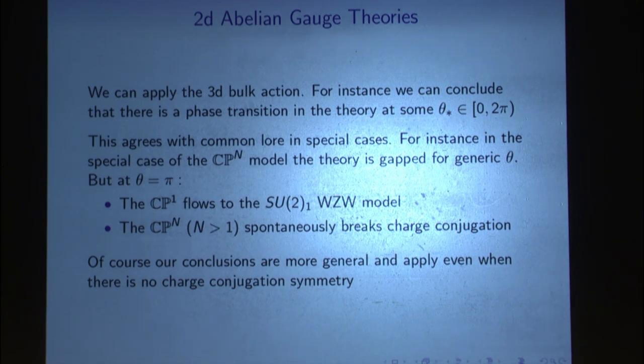So if you look at generic theta, let's tune the potential such that we're in the CP^{N-1} model. And let's look at generic theta. Then the theory is trivially gapped. But at theta equals pi, something special usually happens. So for CP^1, this theory is believed to flow to the SU(2) level 1 WZW model, which of course is not trivially gapped. And for theta equals pi for N larger than 1, this example spontaneously breaks charge conjugation and so has a first order transition. So that's consistent with our conclusions that we found, that there has to be a phase transition somewhere.